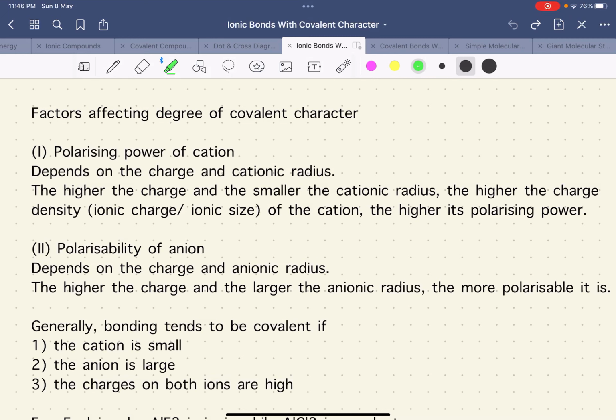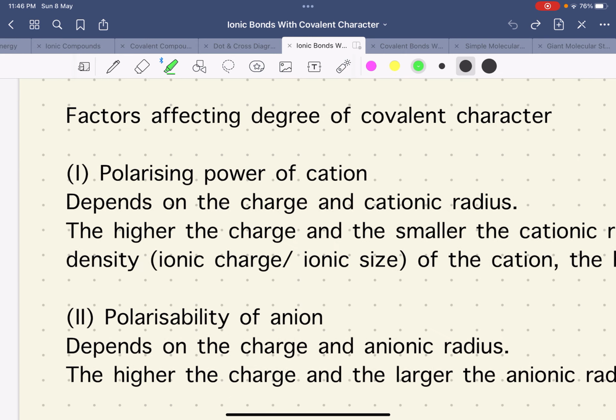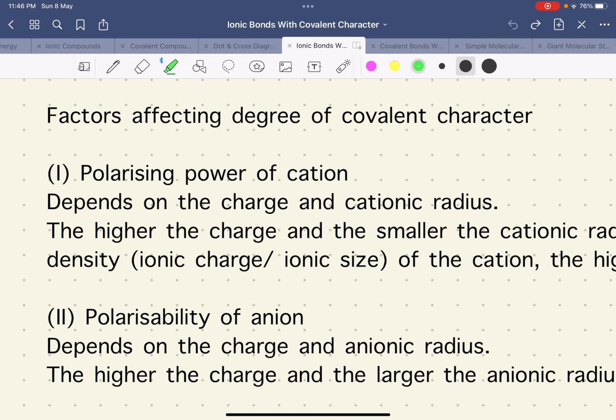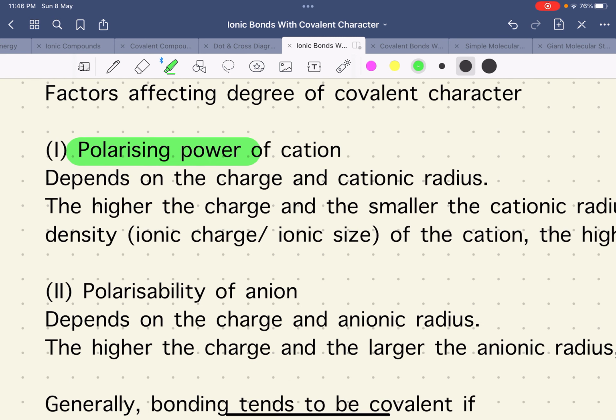Hello everyone, today I'm going to talk about ionic bonds with covalent character. The important part of this concept is the factors affecting the degree of covalent character. First, it is the polarizing power of the cation. What does this mean? The polarizing power of the cation actually depends on the charge and cationic radius.